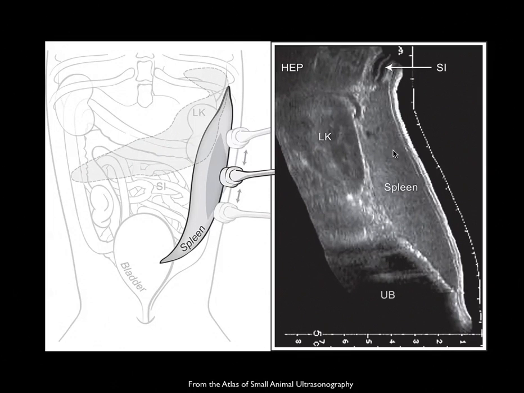Often, the cranial tip of the spleen is close to the lateral portion of the liver, allowing a comparison of echogenicity between the two organs. In normal dogs, the spleen is hyperechoic to the liver. It is important to move the transducer along the entire width of the spleen, as we assess both its longitudinal and its transverse dimension.